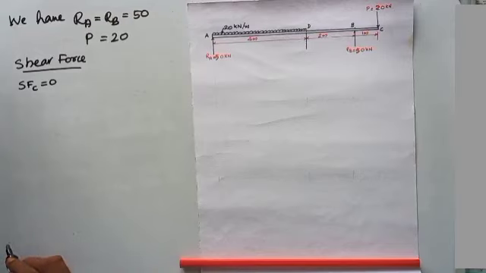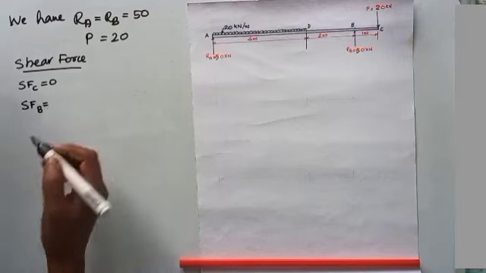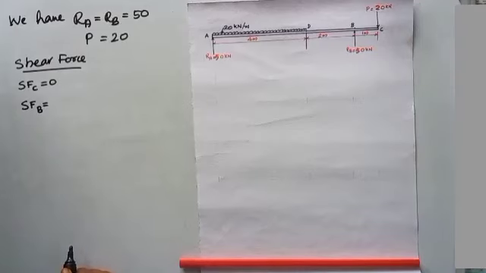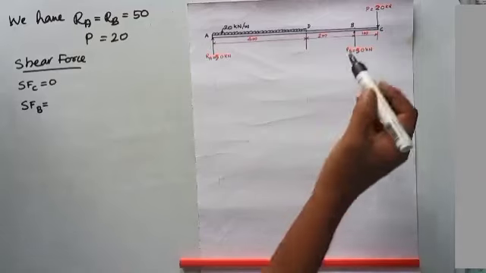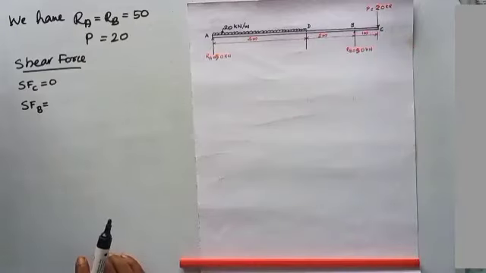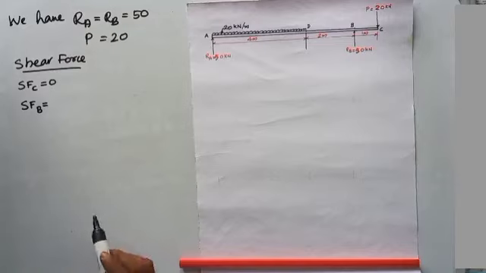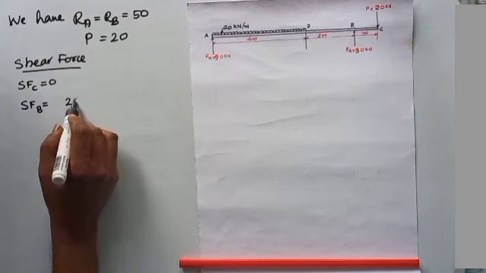Now shear force at B is equal to all load in the right side of B. That is, in the right side of B there is only one load acting, that is P, 20 kilonewton, acting downwards at point C. So shear force at B will be nothing but 20 kilonewton only.